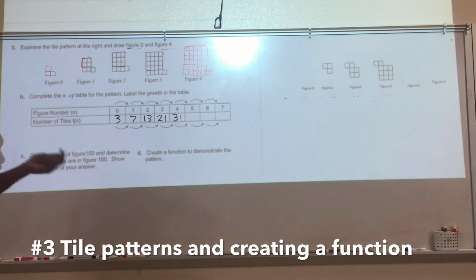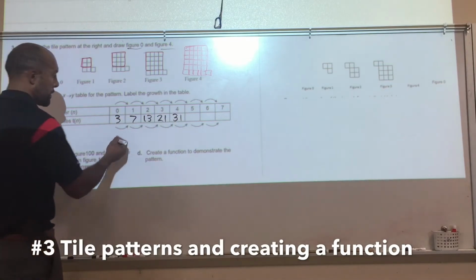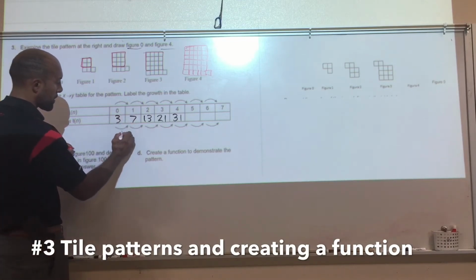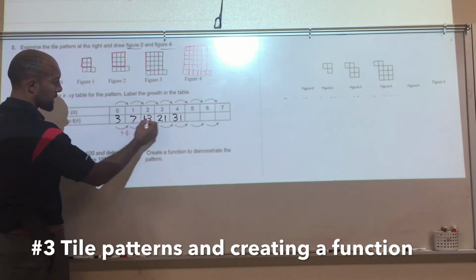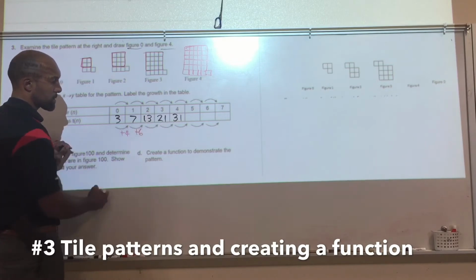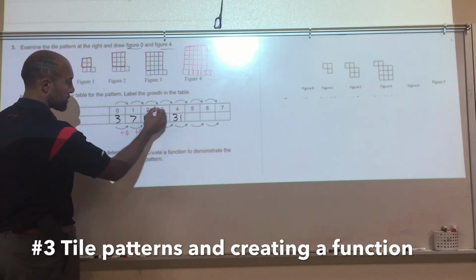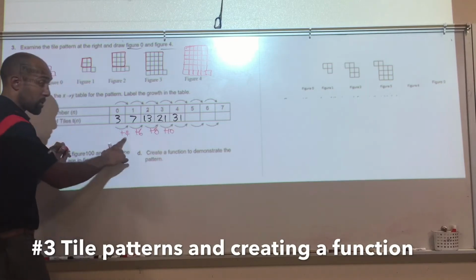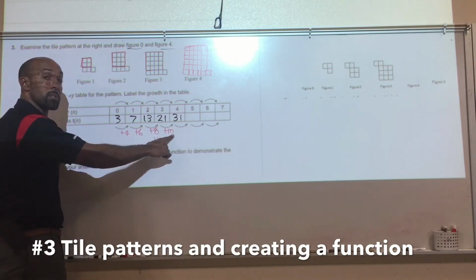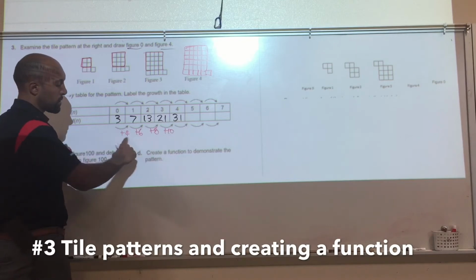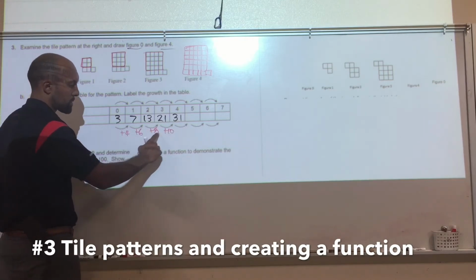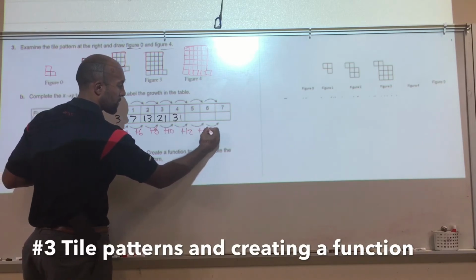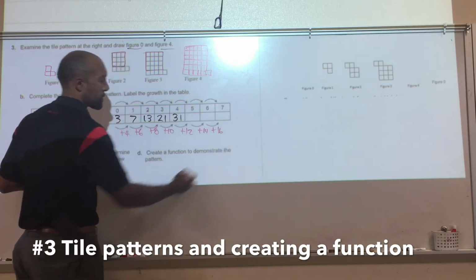So how do we figure out the rest? Because we don't have any figures to count. Well, we've got to figure out the pattern. If I'm going to go from 3 to 7, that's plus 4. 7 to 13, that's plus 6. Then from figure 2 to 3, that's plus 8. Then it's plus 10, and you start to see a pattern. How much we're adding increases, right? So it's plus 4, plus 6, plus 8, plus 10, so the next one must be plus 12, then plus 14, then plus 16.